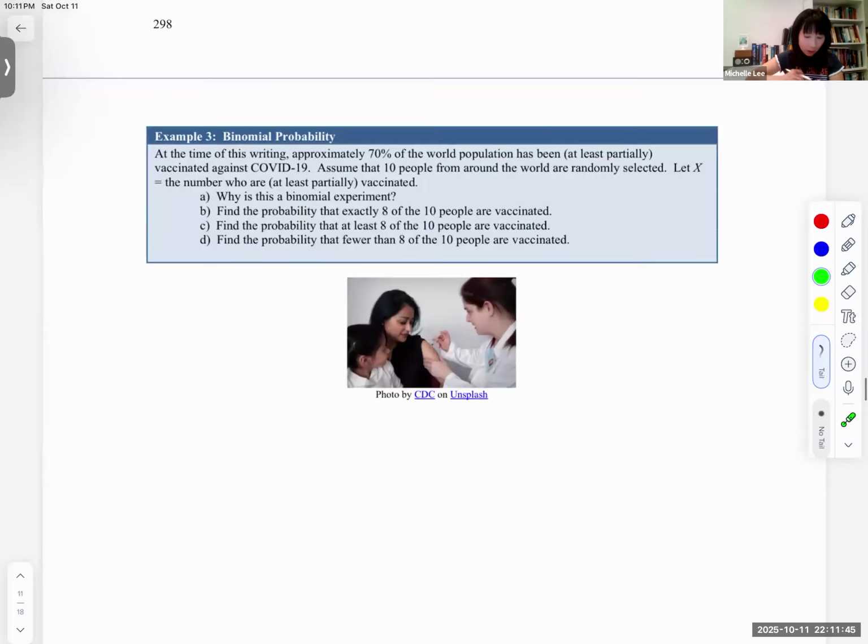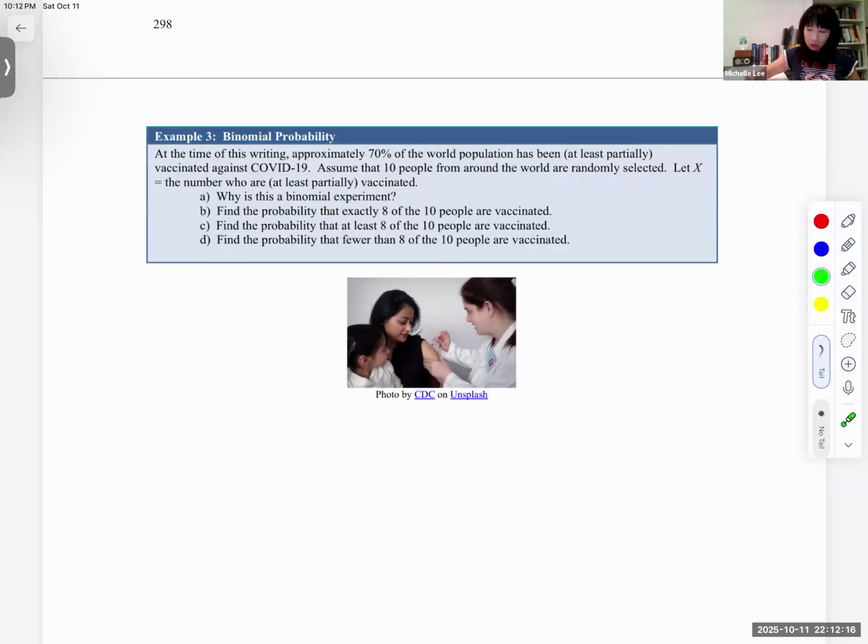At the time of writing, approximately 70% of the world population has been at least partially vaccinated against COVID-19. Assume that 10 people from around the world are randomly selected. Let X be the number who are at least partially vaccinated. Why is this a binomial experiment?